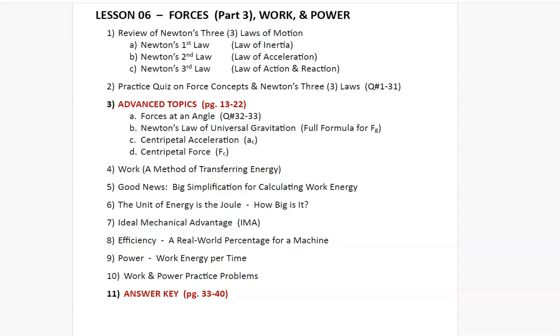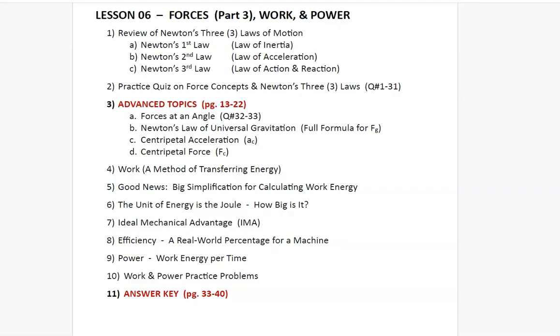First law, the law of inertia. The second law, the law of acceleration. And the third law, the law of action and reaction. We'll go through a practice quiz with a little over 30 questions. Most of these will be pretty straightforward.